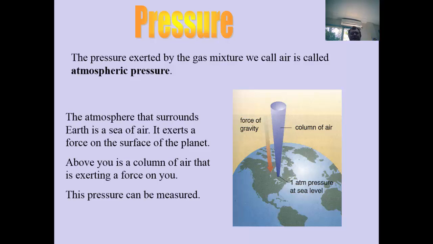We need to think about something called atmospheric pressure. The pressure exerted by the gas mixture we call air is called the atmospheric pressure. The atmosphere that surrounds the Earth is a sea of air, and it exerts a force on the surface of the planet. What you feel, the atmospheric pressure, is the force of the column of air and the force of gravity pushing down on you at sea level. At sea level we have what's described as 1 atmosphere of pressure. This is pretty much the standard pressure which we feel on planet Earth at sea level. That's something which we live with all the time.